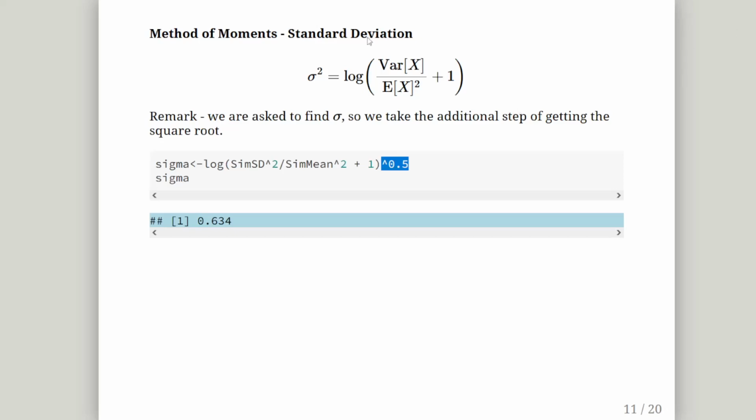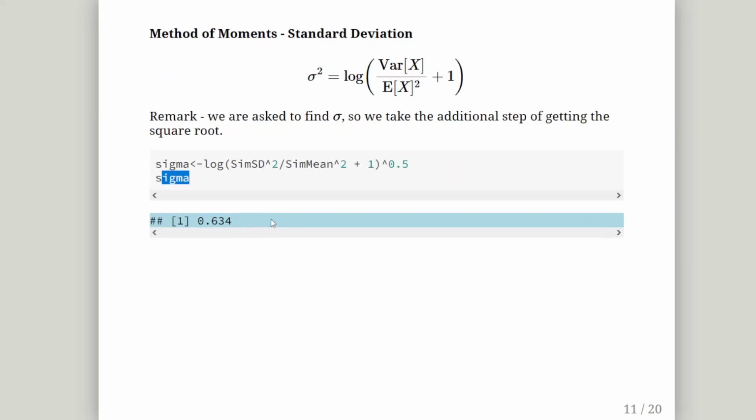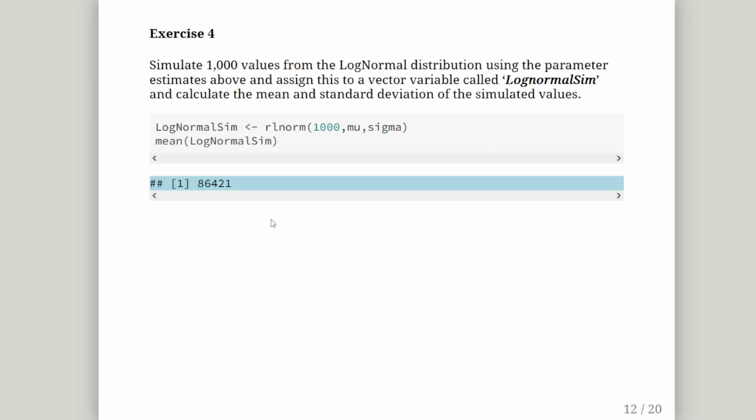So this is our fraction, this is our variance, sim SD squared. This is our mean squared, sim mean to be squared. Then we add 1, then we get the logarithm of that, and then we get the square root of that expression. So we save this as sigma, and sigma equals 0.634. So previously we have mu 11.2 and sigma 0.634. Keep an eye on those because we're going to use them now in exercise 4.